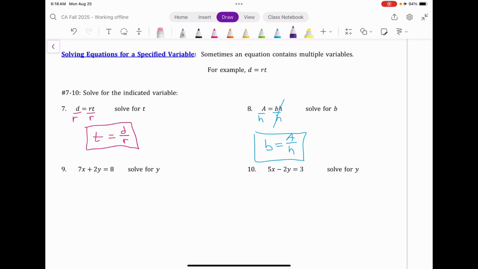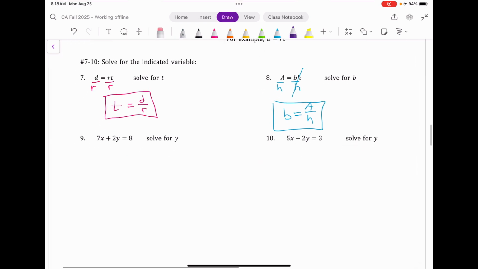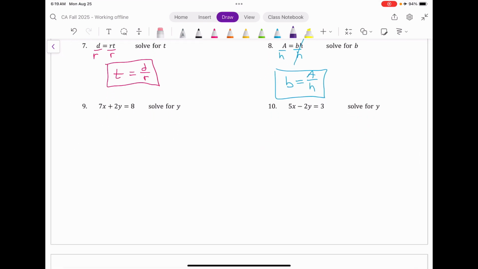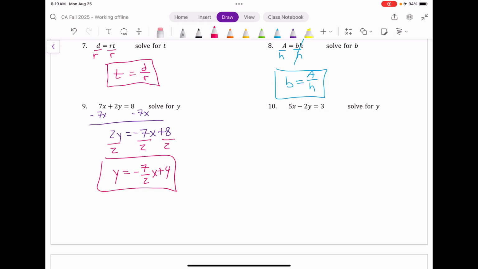Okay, and then number 9, we want to solve for y. So we want to isolate it. So we'll first start by subtracting 7x from both sides. So we get 2y equals negative 7x plus 8. And then we'll divide everything by the coefficient that's attached to y. So we'll divide everything by 2. So we get y equals negative 7 over 2 x plus 4. Right, and we would do the same thing for number 10, so we'll skip that one.